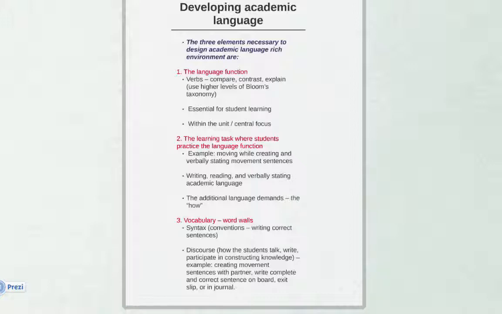Vocabulary, you can use word walls for this. We want to discuss syntax, the conventions, writing correct sentences, discourse, or how the students talk, how they write, how they're participants in the construction of knowledge. An example of discourse would be students would create movement sentences with a partner. They could write complete and correct sentences on the board, use an exit slip, or write in journals. That is how we develop an academic language-rich environment.